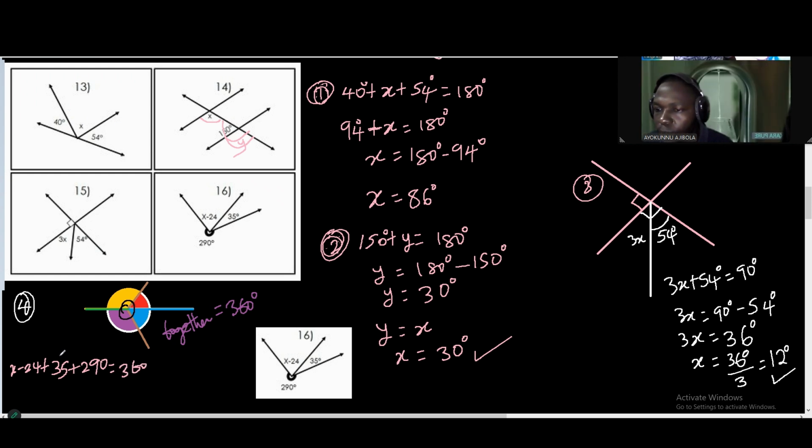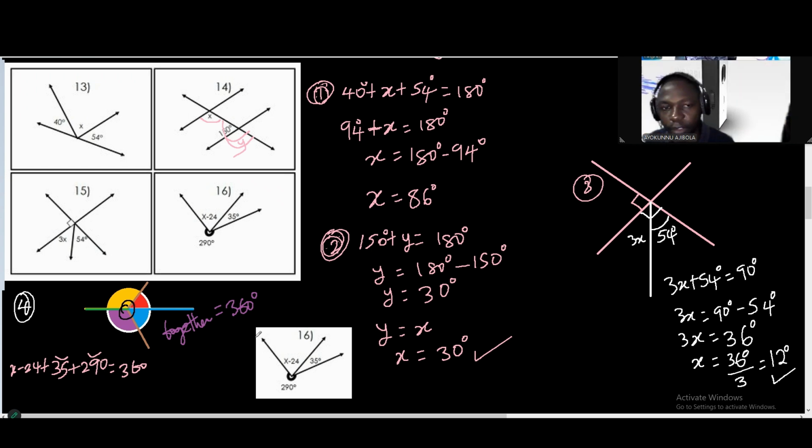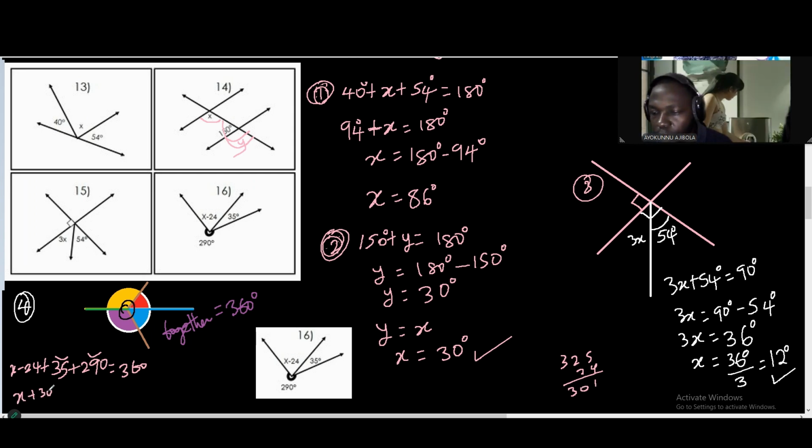So that means 35 plus 290 is what? That is 325. Then remove 24 from 325. That will be 301. So x plus 301 is equal to 360 degrees. Exactly.